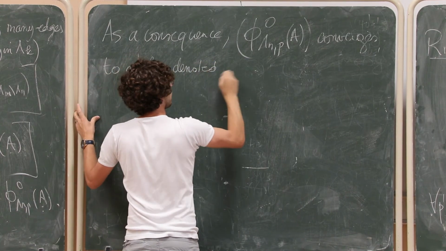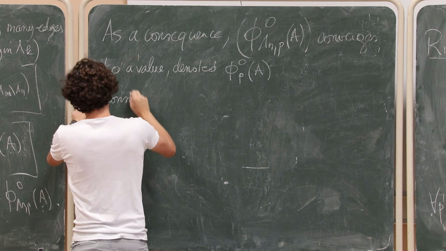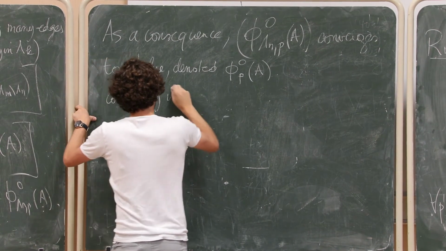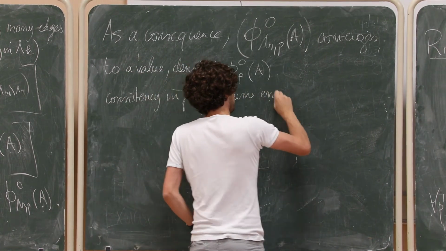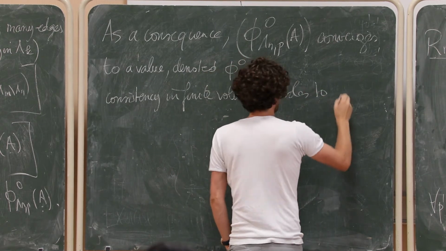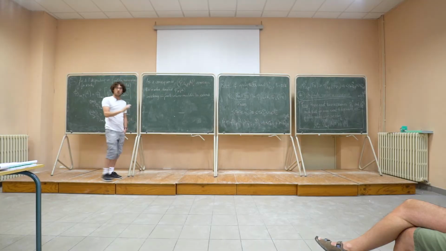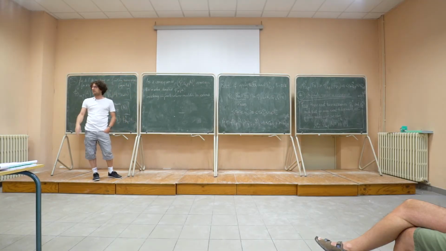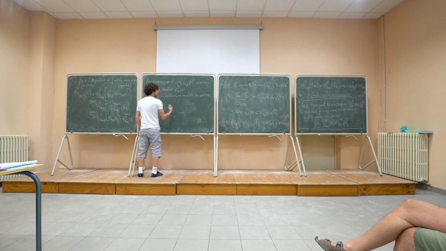denoted phi 0 p of A, and just the consistency in finite volume enables us to extend this function phi 0 p, which is defined only on increasing events depending on finitely many edges, to any event depending on finitely many edges, and therefore to all events in my sigma algebra.